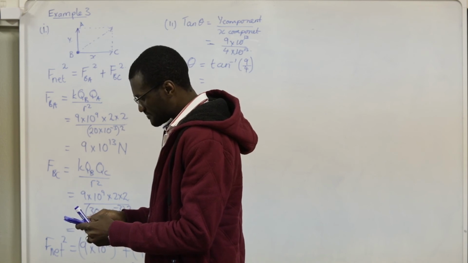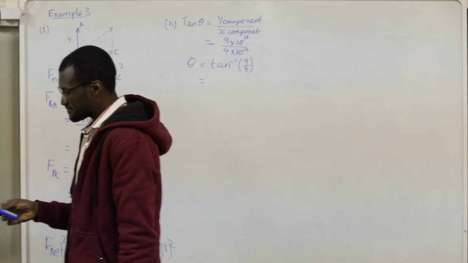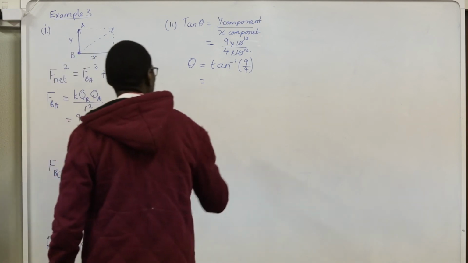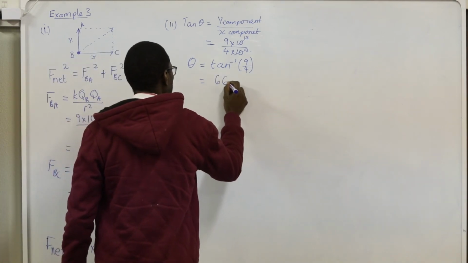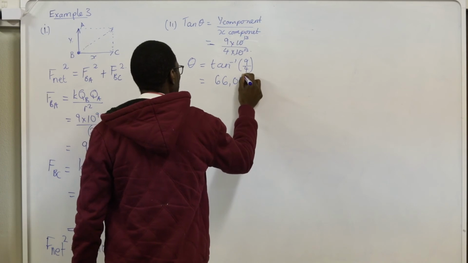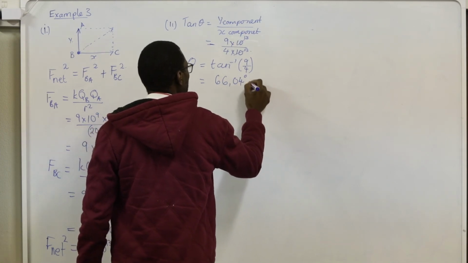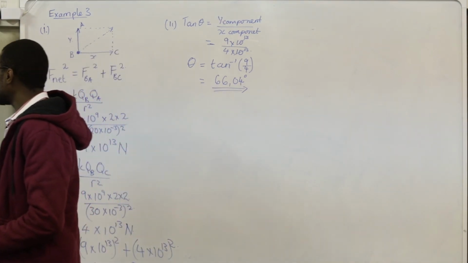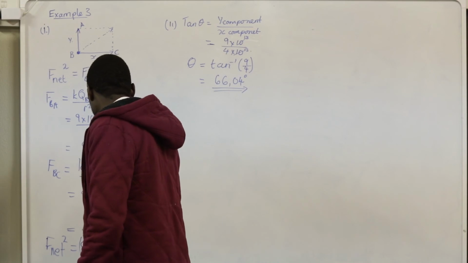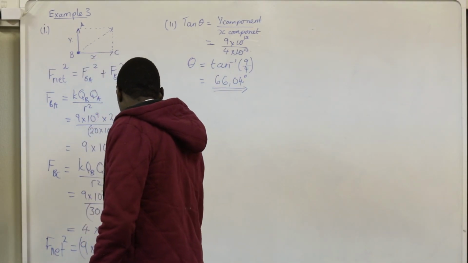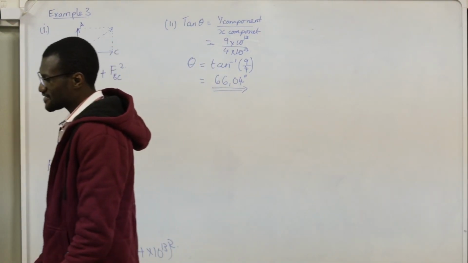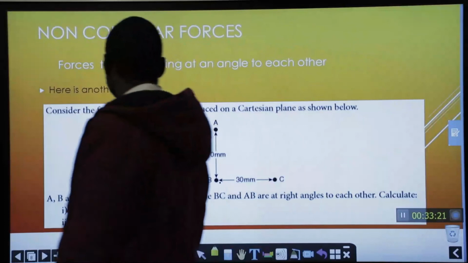Try it on your own. The answer you should be getting is 66,04 degrees to 2 decimal places. That is the direction of the net force. So it will be 9.85 times 10 to the power 13 newtons, at 66,04 degrees.